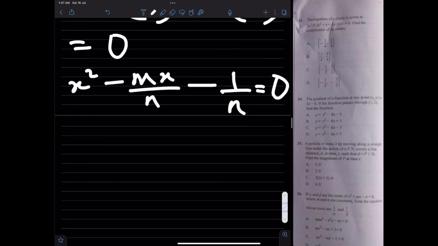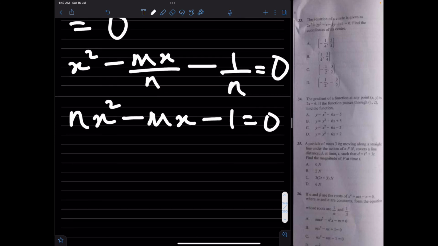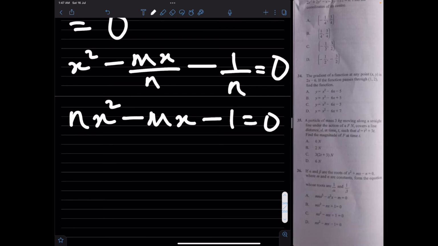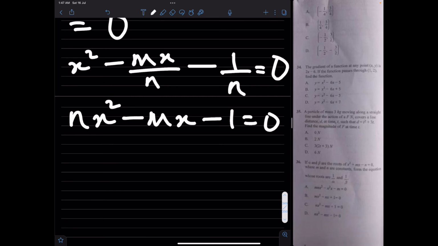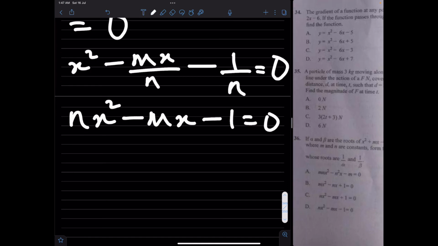Now to clear the fractions, I'm multiplying through by n. That means nx squared minus mx minus 1 equals 0. And this is the equation whose roots are 1 over alpha and 1 over beta. So let's see the option that matches that: nx squared minus mx minus 1 equals 0. That's option D.